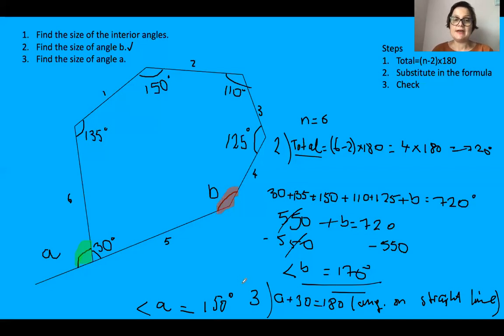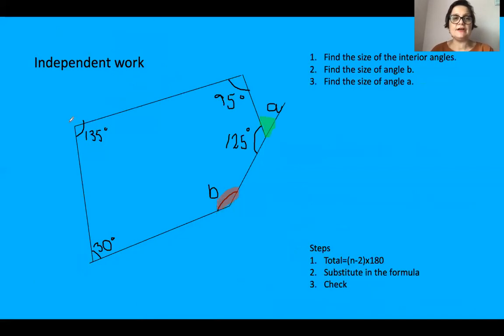Right, now, here I have prepared another question. It is very similar to the one I just did for you. Just follow exactly the same strategy, exactly the same routine, and the formula. Don't forget the formula for the total of the interior angles in a polygon. Remember, n take away 2 in brackets multiplied by 180.